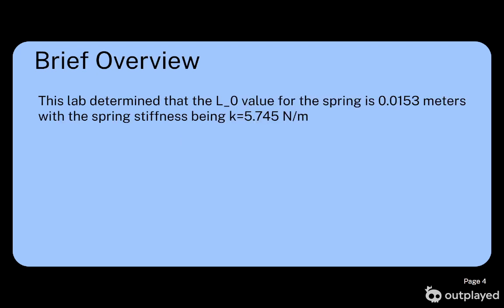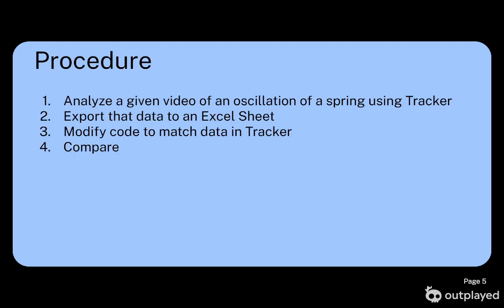Brief overview: this lab determined that the L naught value for the spring is 0.013 meters, with the spring stiffness being k equals 5.745 newtons per meter. Procedure: the first step was to analyze a given video of an oscillation of a spring using Tracker. The second step was to export that data to an Excel sheet. The third was to modify code to match the data in Tracker. And the fourth step was to compare.